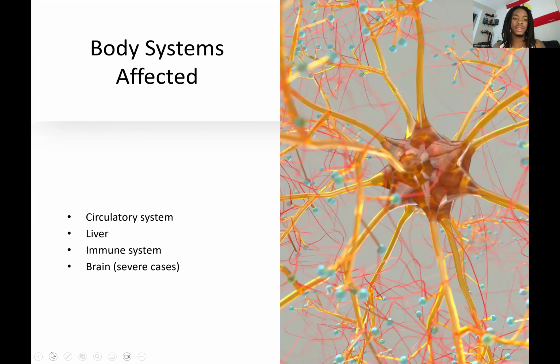So, body systems affected. Malaria primarily affects the circulatory system, destroying red blood cells. The liver is also impacted because it's a main area for the parasite's life cycle. Severe cases can also affect parts of the body like the brain, leading to things such as cerebral malaria. And organ failure can be the result of untreated symptoms.